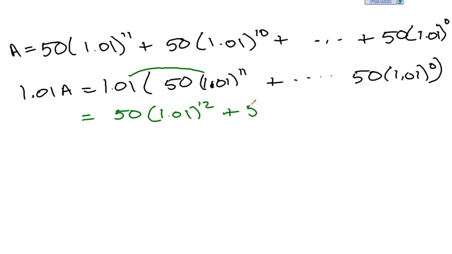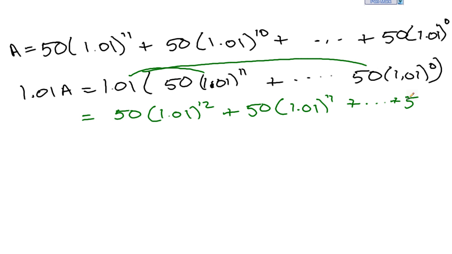Similarly, I'll get for the next term 50 times 1.01 to the 11th. So every single term will just have an increased exponent of 1. By the time I get down to the final term here, I'll have 50 times 1.01 to the first power. So notice that all I've really done is increase all the powers by 1. Well, what that allows me to do is take a look at this.